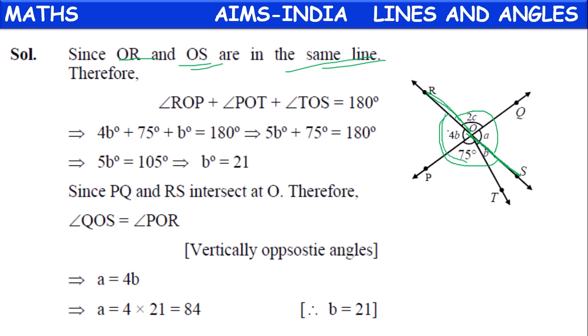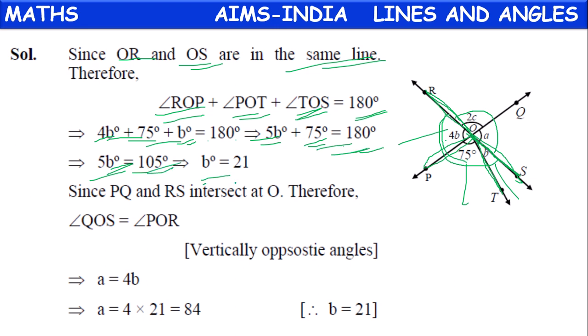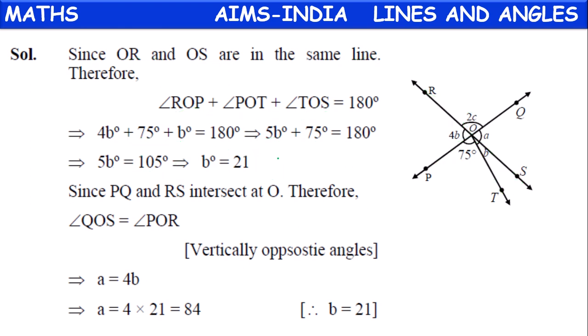So if you take this side, ROP, POT, TOS: first angle, second angle, third angle. So ROP, POT, TOS, the sum of all these three angles is 180 degrees. This is 4B, this is 75, this is B, 180 degrees. 4B plus B, 5B plus 75, equals 180 degrees. 5B equals 180 minus 75, 105. B equals 105 by 5, 21 degrees. So B is 21 degrees.